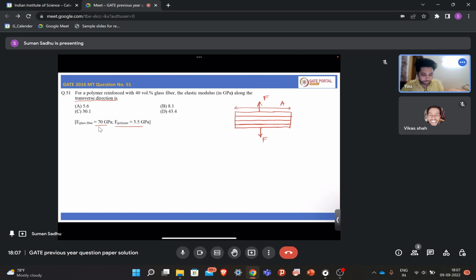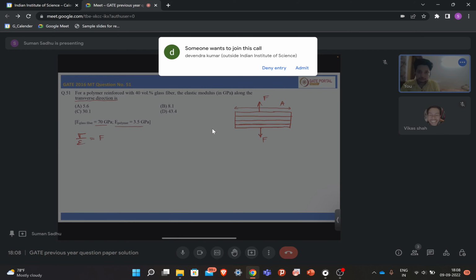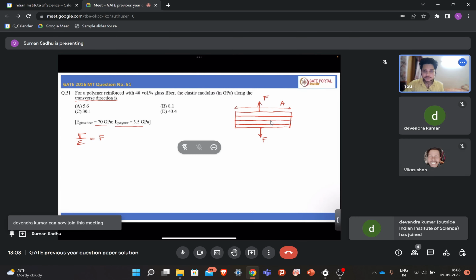First, you tell me what is the elastic modulus. Do you know what is elastic modulus? Force upon area. No, elastic modulus is when you are loading a sample elastically, then that ratio of the stress versus strain is the elastic modulus. That is sigma by epsilon is elastic modulus.